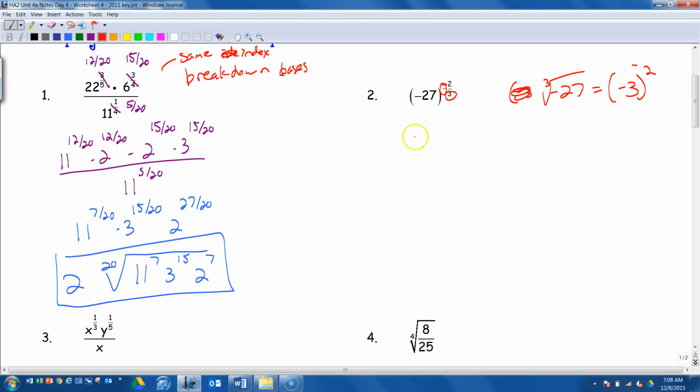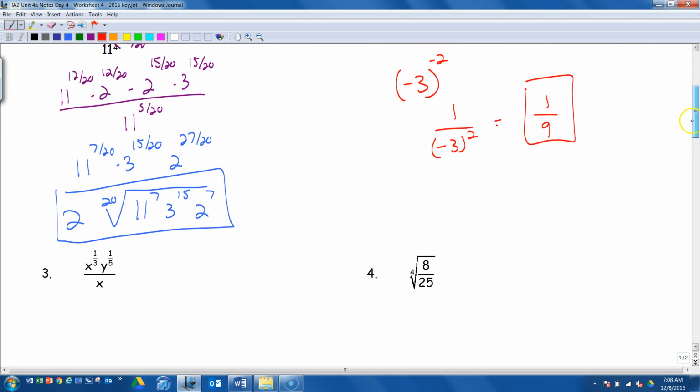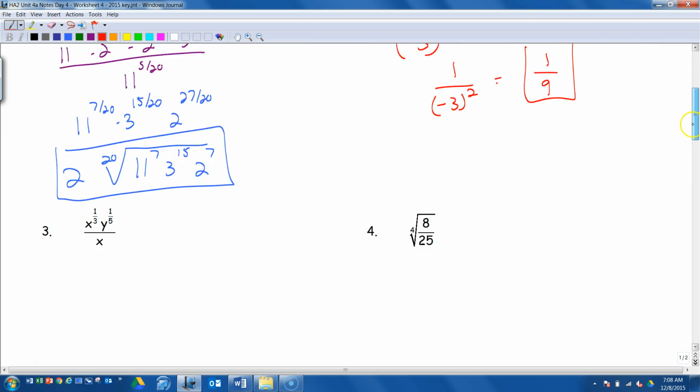So I third rooted the negative 27 to get negative 3, and now I'm going to raise it to the negative second power. Then I flip it, so I get 1 over negative 3 squared, and then when I square that, it becomes a positive 1/9. This is one where you could just type it in your calculator and math frac it and see if you get just a nice fraction. You could always check that.